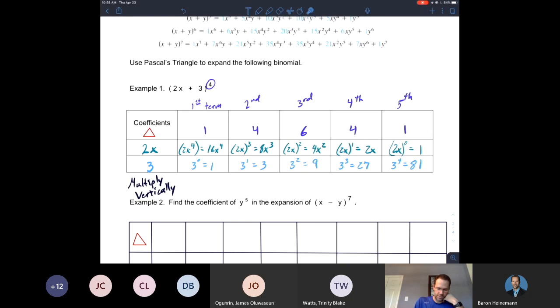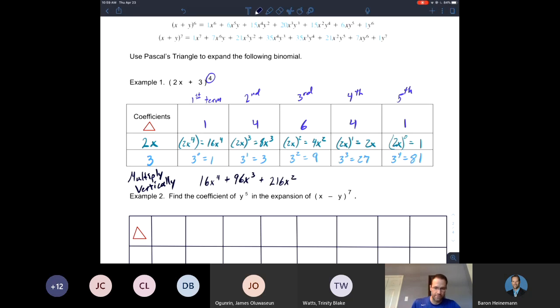So 1 times 16x to the fourth times 1. The first term is 16x to the fourth. Then 4 times 8x cubed times 3 is 96x cubed. 6 times 4x squared times 9 is 216x squared. 4 times 2x times 27 is another 216, but this time it's just x. And then finally, 1 times 81 is 81.